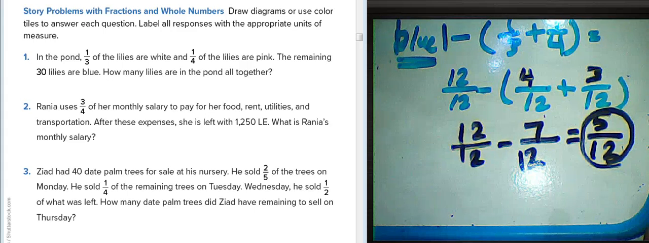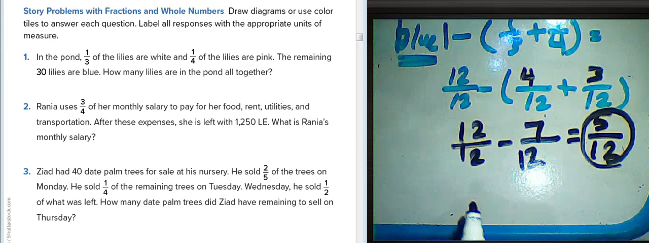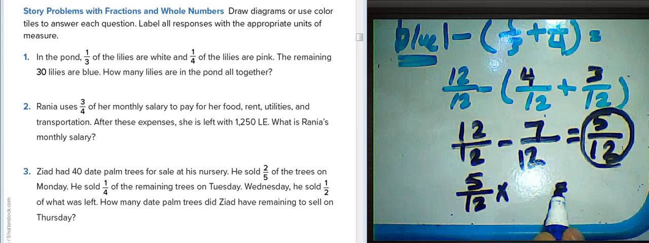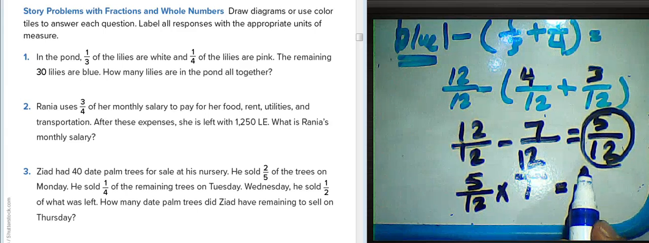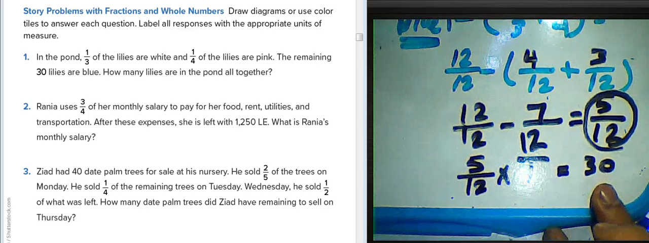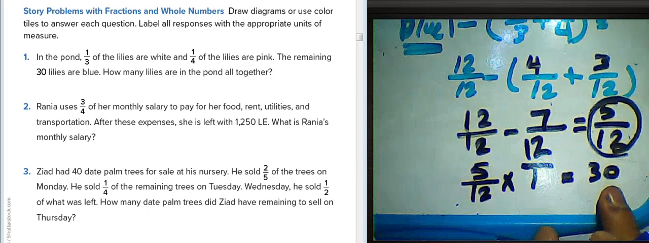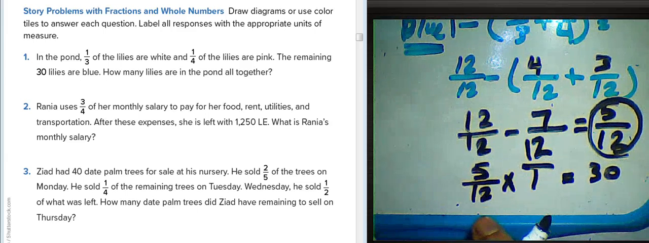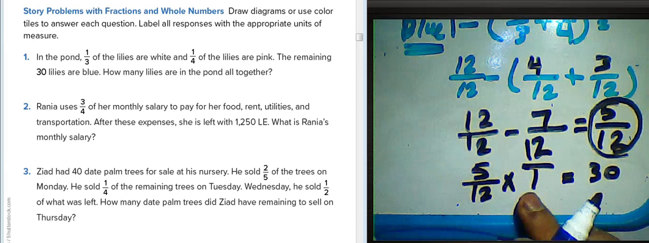How many lines are in the point altogether? We know 5 over 12 multiplied by the total equals 30. He gives us the total, 30. Look at this step, it's very important. He gives us 30 here. So 5 over 12 multiplied by the total equals 30.